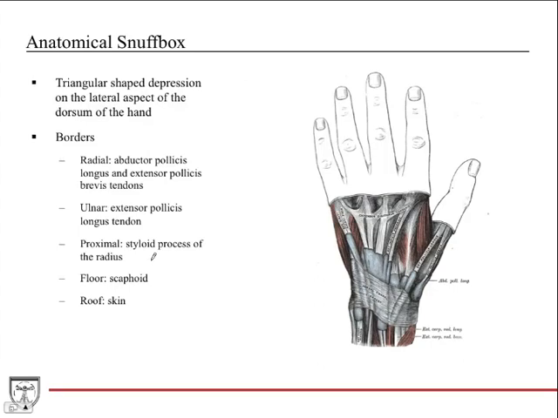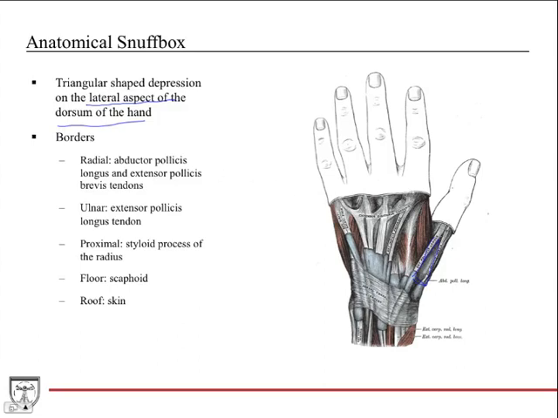Next, the anatomical snuff box, very high yield topic for anatomy courses, anatomy exams. You could also potentially see this on a board exam question. So what is it? It's a triangular shaped depression on the lateral aspect of the dorsum of the hand. So here we have a nice picture of the dorsum of the hand. It's a triangular shaped structure, so we'll draw that in here like this.